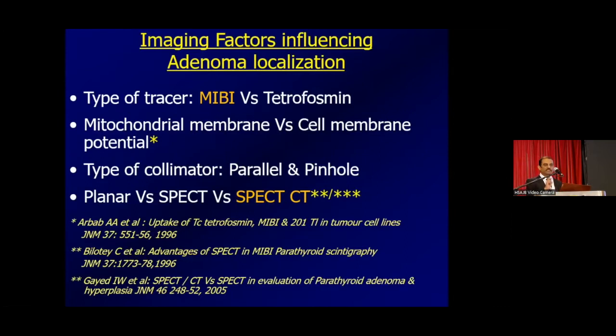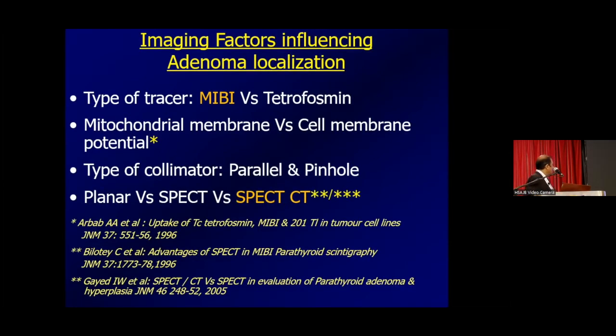Coming to the special technical parameters which have to be kept in mind. Number one, which tracer are you going to prefer? We almost always prefer technetium sestamibi. That is because technetium sestamibi uptake is proportional to the mitochondrial membrane potential. The higher the number of mitochondria, the higher the sestamibi uptake. On the other hand, tetrofosmin is just a difference in the cell membrane potential, and all studies, including our own experience, have established sestamibi as the radiopharmaceutical of choice.